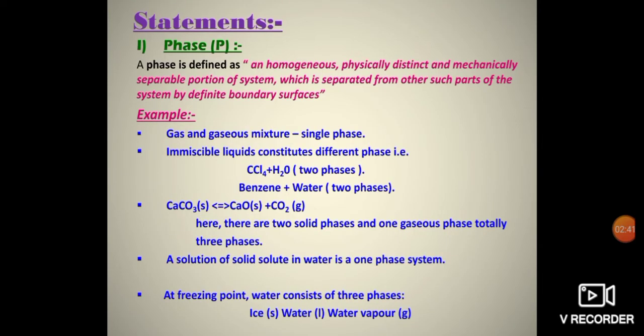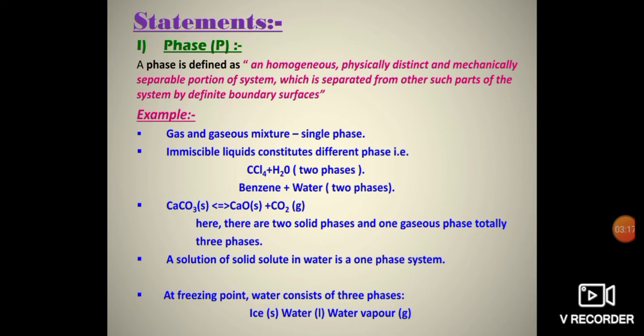Let's know about the statement of the first term, phase. The phase is defined as a homogeneous, physically distinct and mechanically separable portion of a system which is separated from other such parts of the system by definite boundary surfaces. Example, a gas or gaseous mixture. All gases and gaseous mixtures are present in only one state, that is the gaseous state. So these are single phase systems.